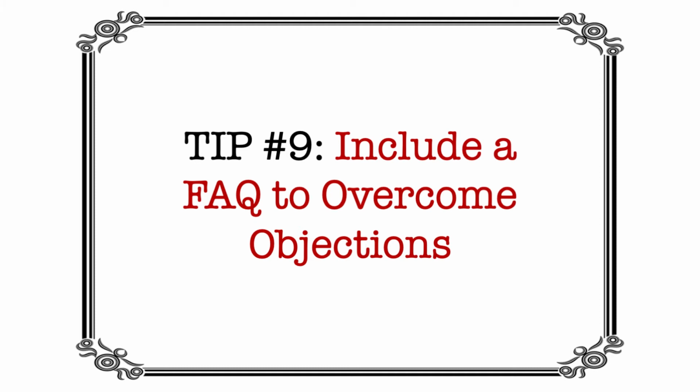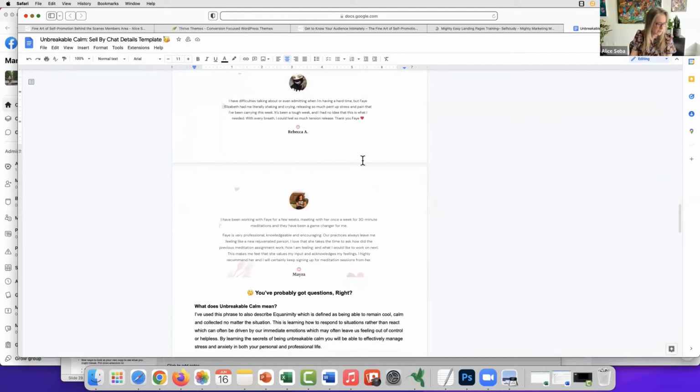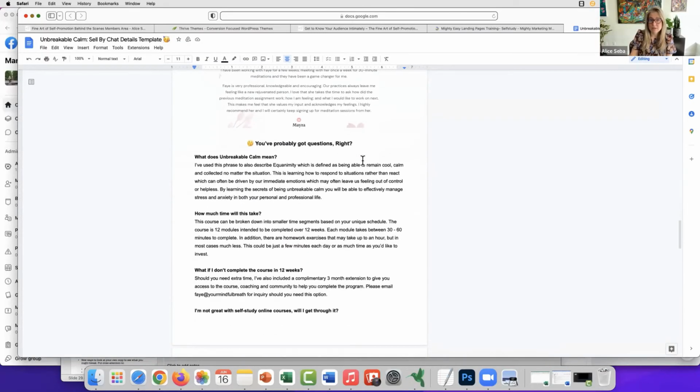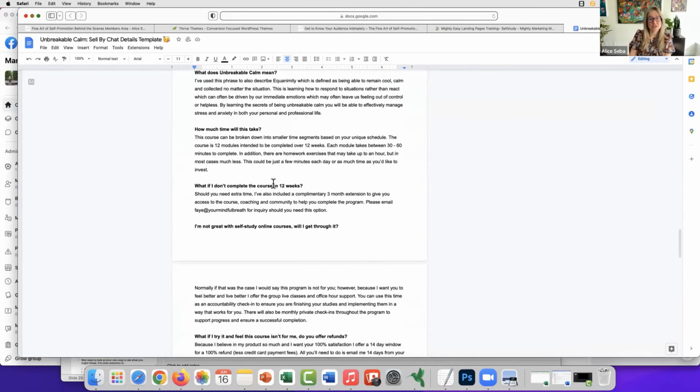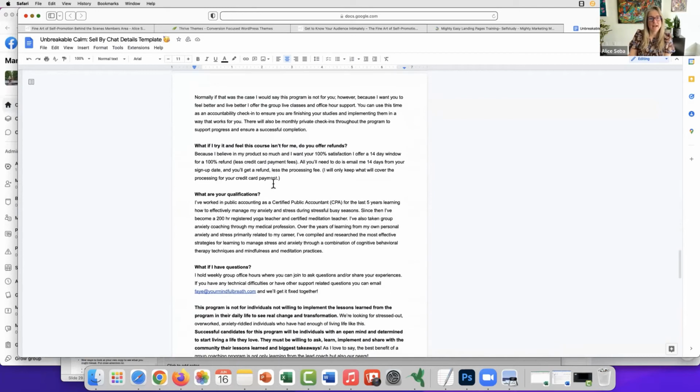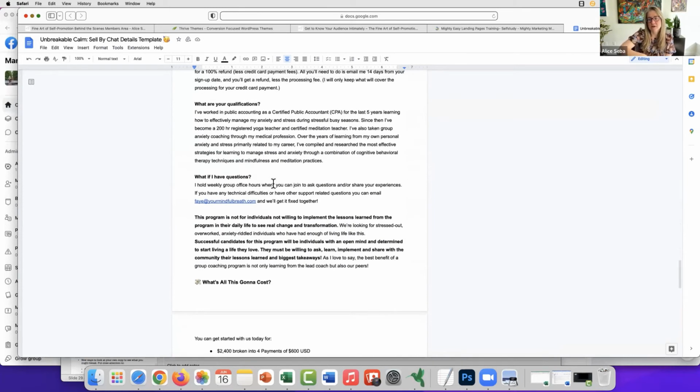Tip number 9, include an FAQ to overcome objections. All right. And she also has an FAQ. I don't know why I keep saying it the way I don't like it. What does unbreakable calm mean? How much time will this take? This is great stuff, right? This is very helpful. And also it's in a way that she said that people already have expressed interest, assuming they maybe know some of this. This is definitely key stuff that they're going to want to see.